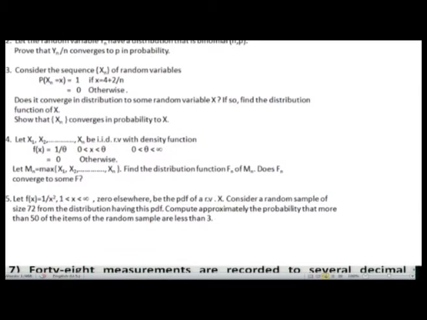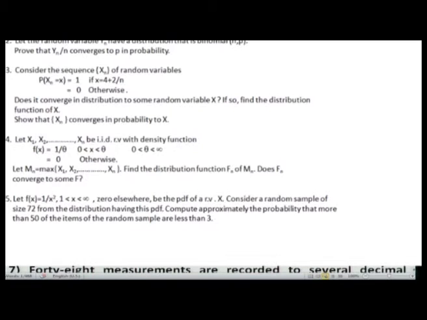Consider a random sample of size 72 from the distribution having this PDF. Right. So, that means the sample is independent, identically distributed random variables, there are 72 of them. Compute approximately the probability that more than 50 of the items of the random sample are less than 3.